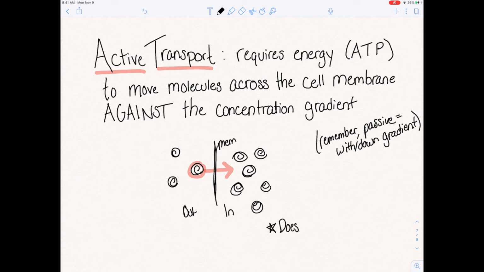Because of this, we say that active transport does not result in an equilibrium of concentration. And it requires energy in the form of ATP.